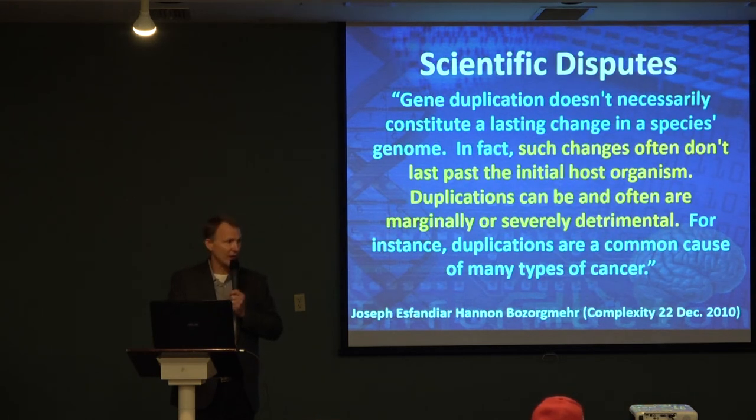Now, other scientists would take a different approach and a different viewpoint. Here's a quote. Gene duplication doesn't necessarily constitute a lasting change in a species' genome. In fact, such changes often don't last past the initial host organism. Duplications can be and often are marginally or severely detrimental. For instance, duplications are a common cause of many types of cancer. Is gene duplication the mechanism for evolution? No.